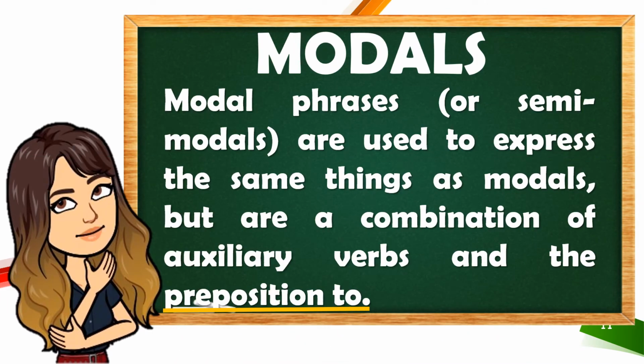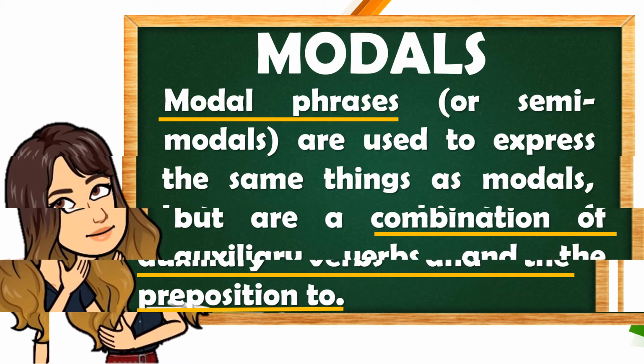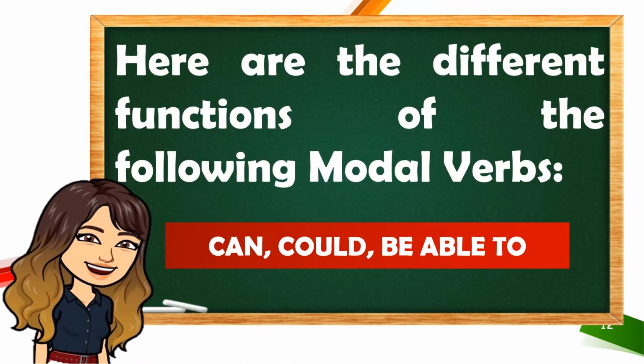We also have what we call modal phrases or semi-modals. These are used to express the same things as modals, but are a combination of auxiliary verbs and the preposition to. Here are the different functions of the following modal verbs: can, could, and be able to.